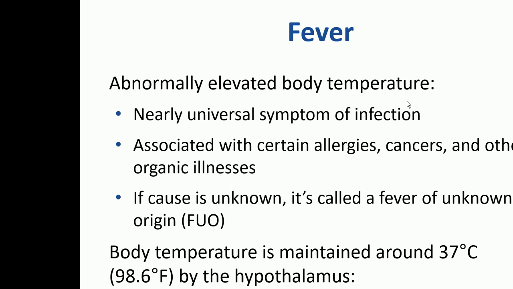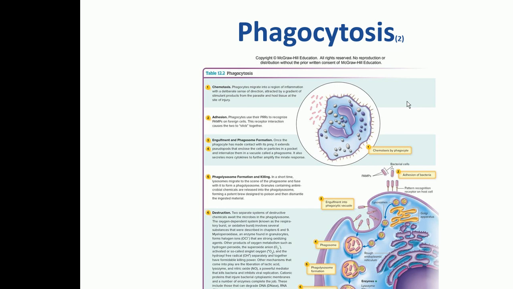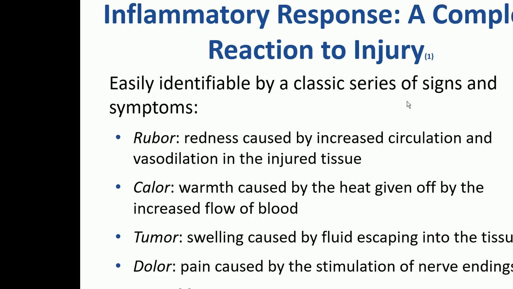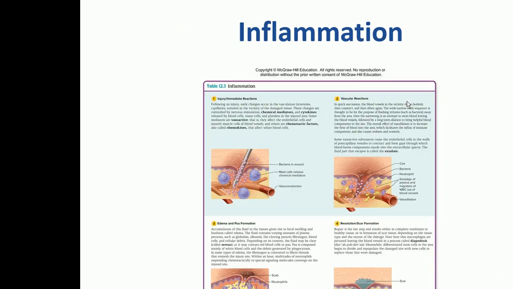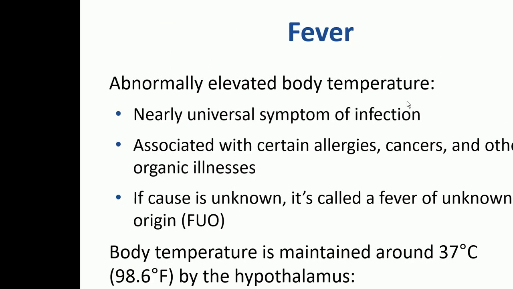The next defense mechanism we are going to talk about: we talked about phagocytosis, then we talked about inflammation, and third is fever. So we have already discussed two mechanisms. This is phagocytosis, and then we talked about inflammation. So these are the different stages of inflammation. And the next is fever. We know that whenever there is some kind of infection, we get fever. So fever is a sign of infection.